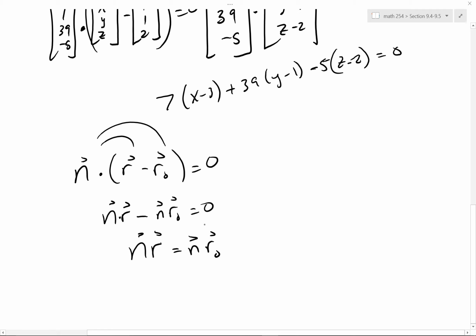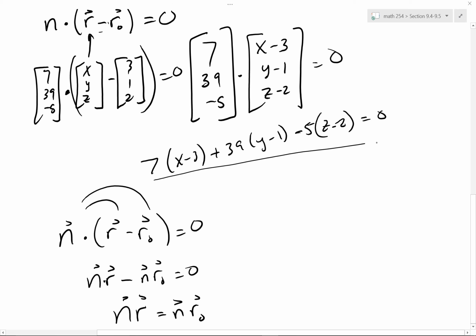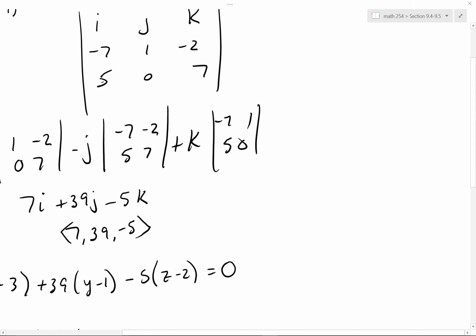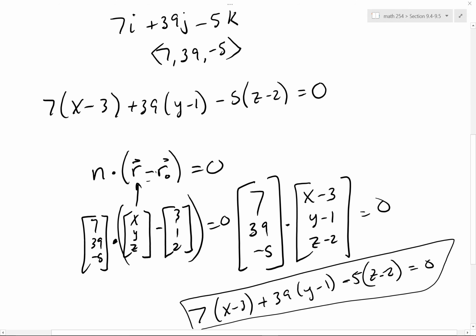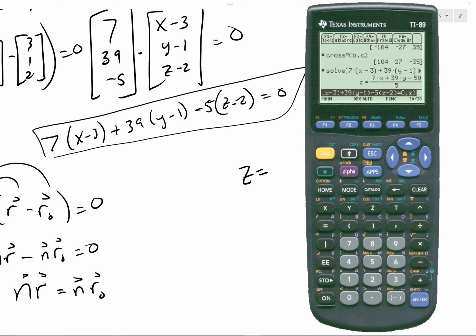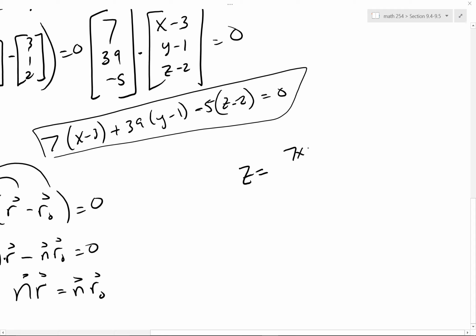We don't use that one a whole lot. We just don't. Okay. Again, I like this version. You're totally welcome to get down to the wherever it went. I swear I wrote it down somewhere, didn't I? I know I did. Somewhere I had this where z was equal to, it was on the calculator a few minutes ago. 7x plus 39y minus 50 over 5, or that could also be written as 7x over 5 plus 39y over 5 minus 10. That's one way to do it.